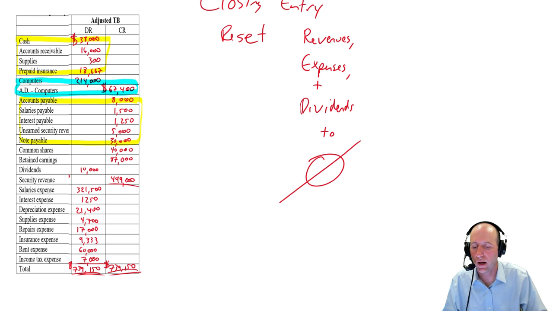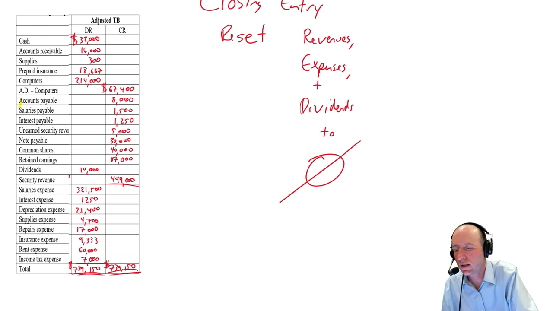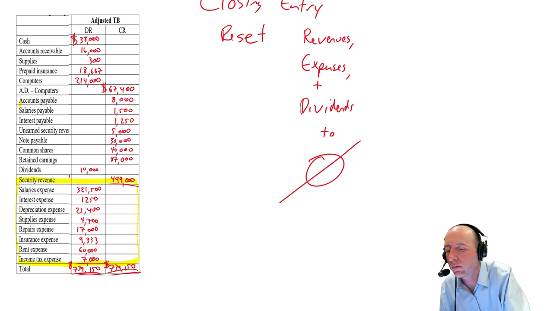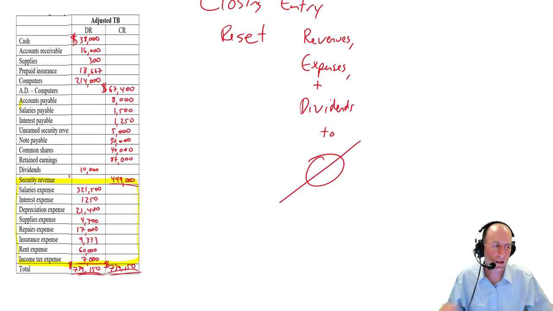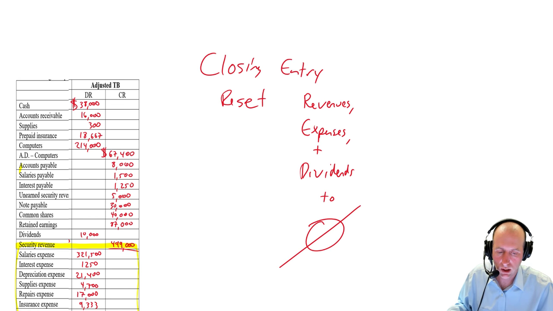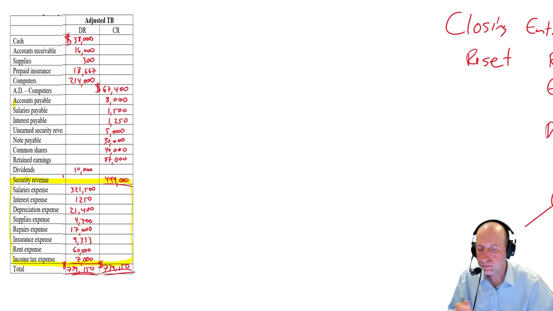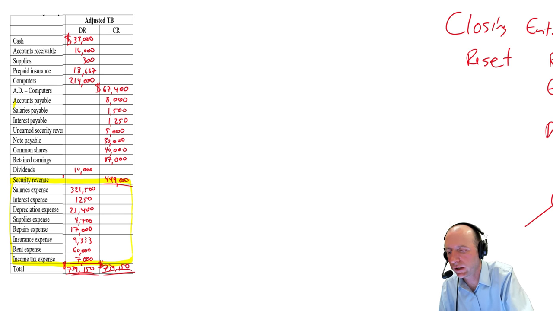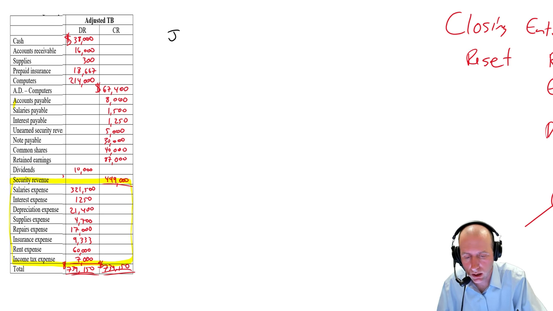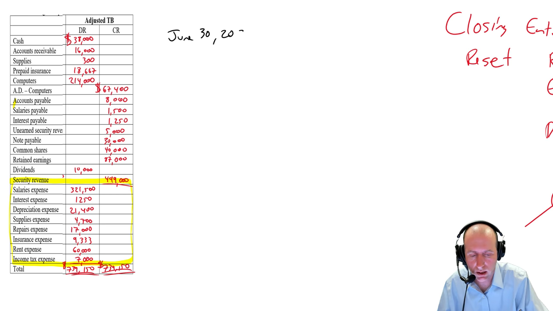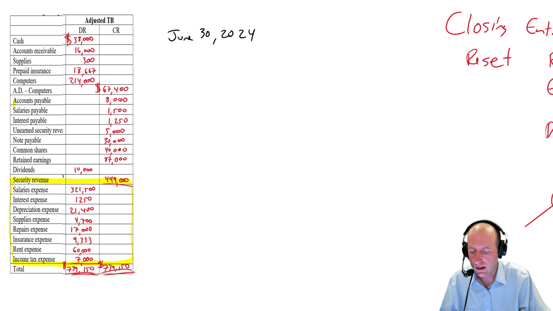And we can use the adjusted trial balance. So revenues, expenses, and dividends. Let's start with our revenues and expenses, from here down. This little boxed-in area, that's my revenues and expenses. Let's reset those amounts to zero. So how am I going to do that? Let me move this over so it's out of my way. Well, we do a journal entry, and it's a June 30th, 2024 entry.